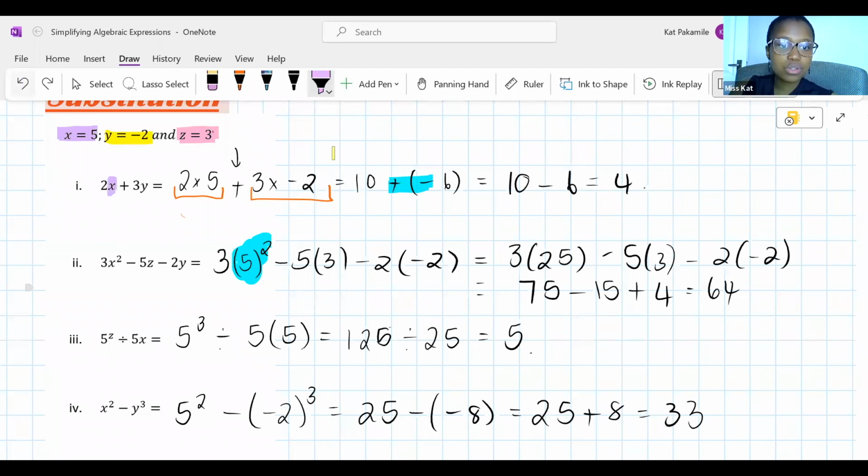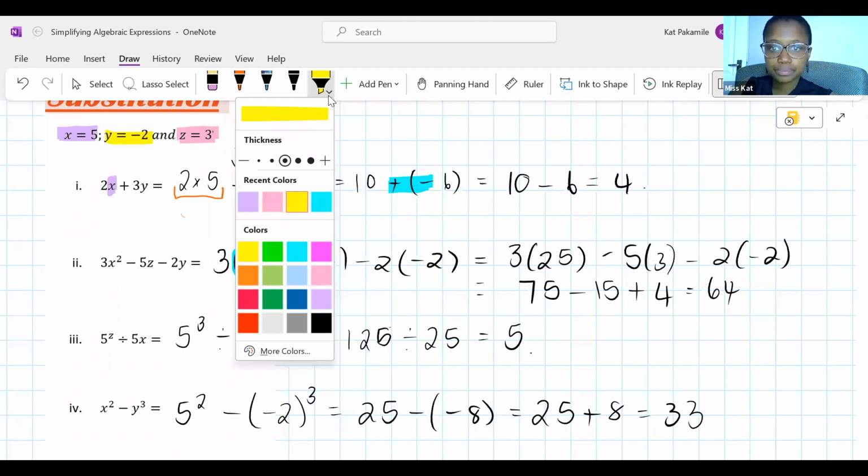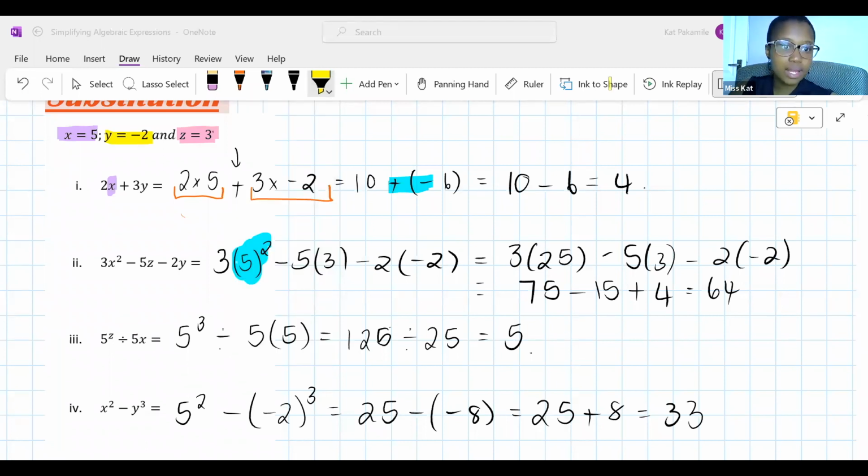And then wherever you see a y, what do you put? Negative 2. So, Lelo, 2x means 2 times x. So when you substitute 5, you have to say 2 times 5. Do you see that? Yes. In the same way, 3y means 3 times y. So then when you substitute your y, you're going to say 3 times negative 2. So this is our y. I'm highlighting it yellow. I'm using color code so that you see what I'm doing. Do you see? Yes, I see, ma'am.